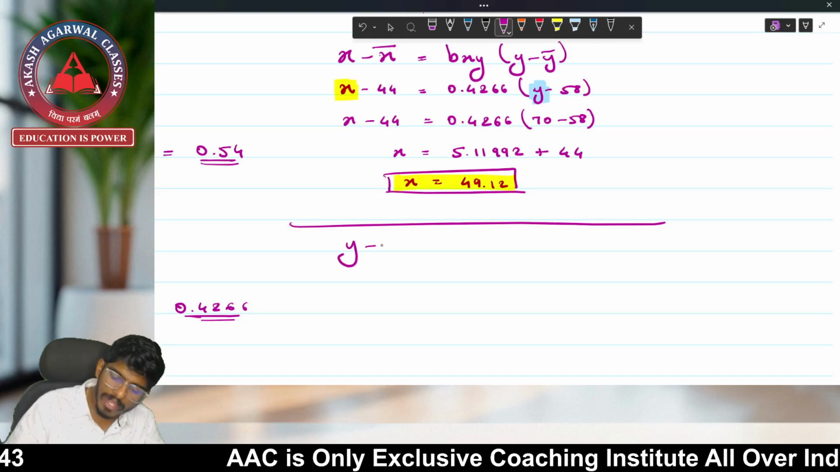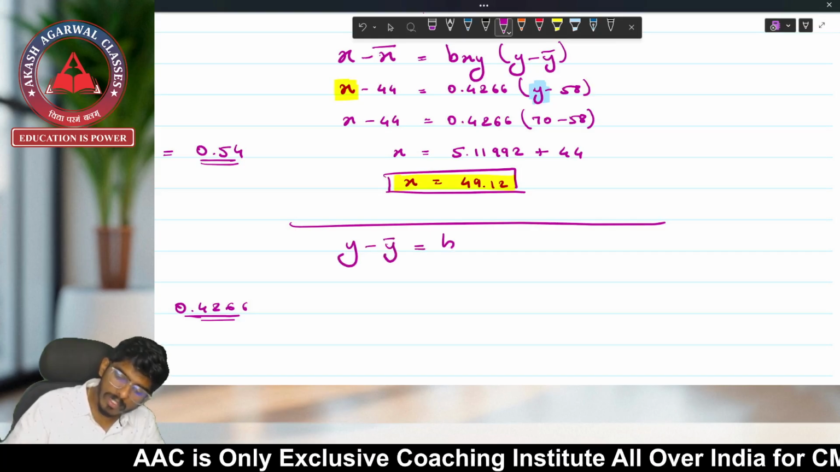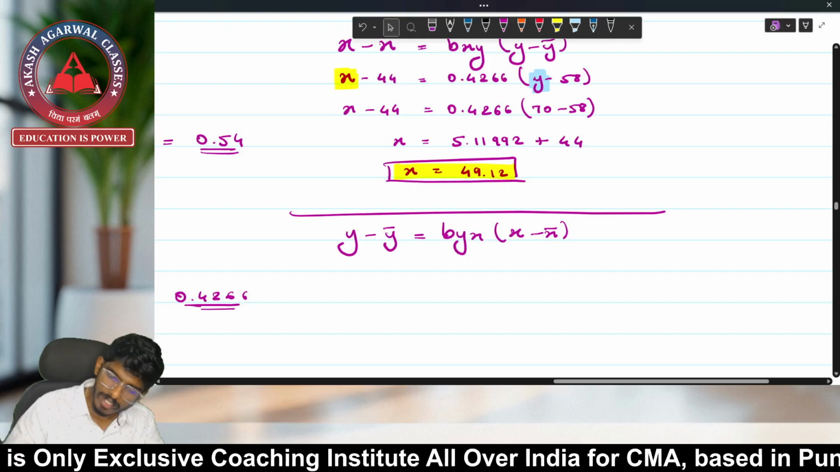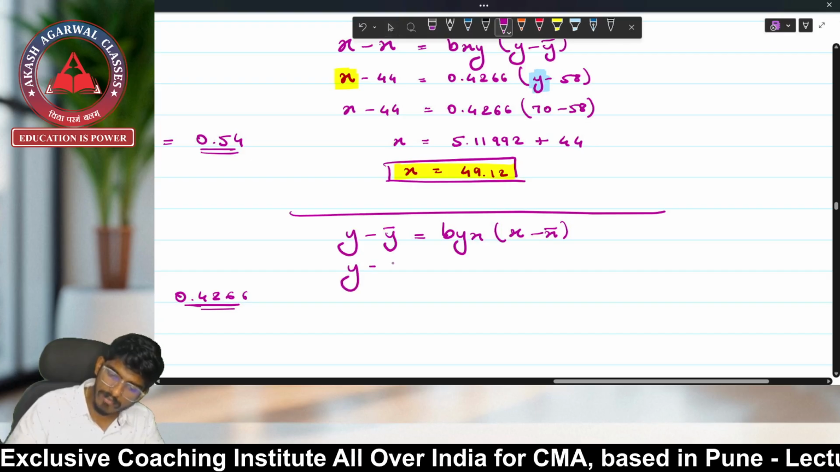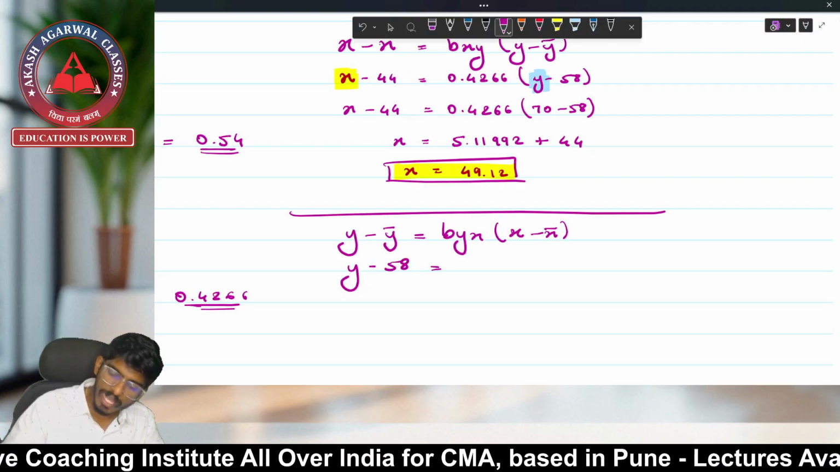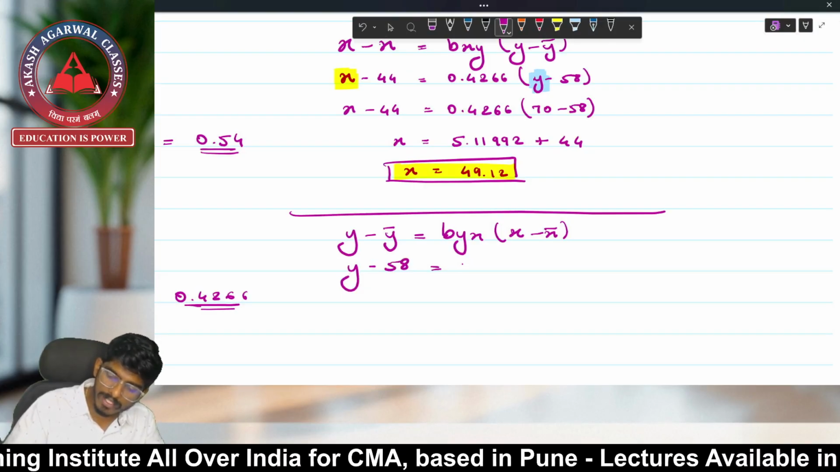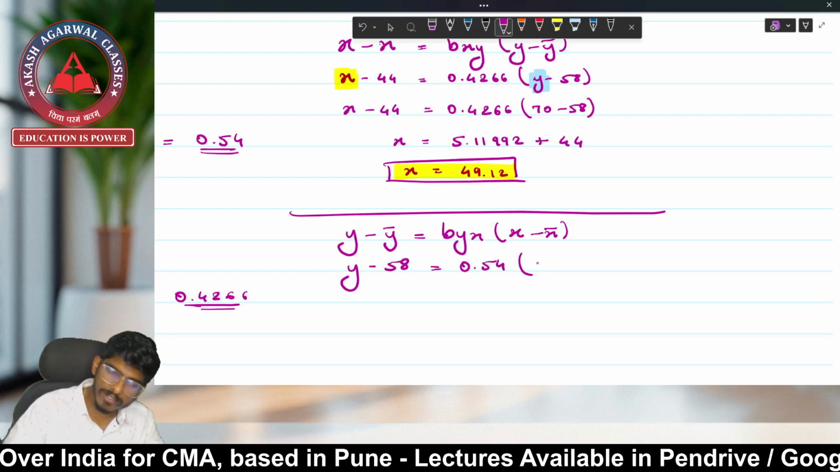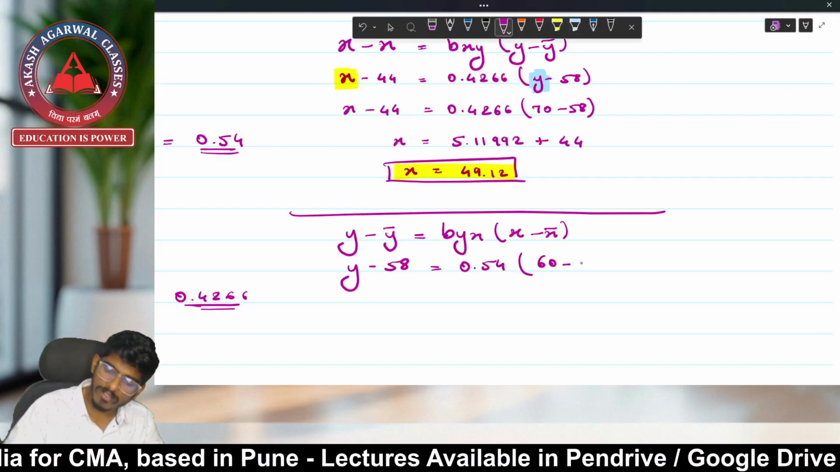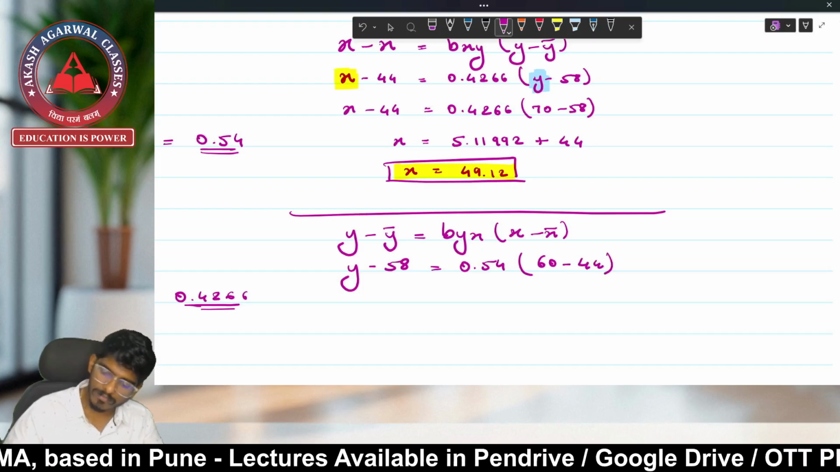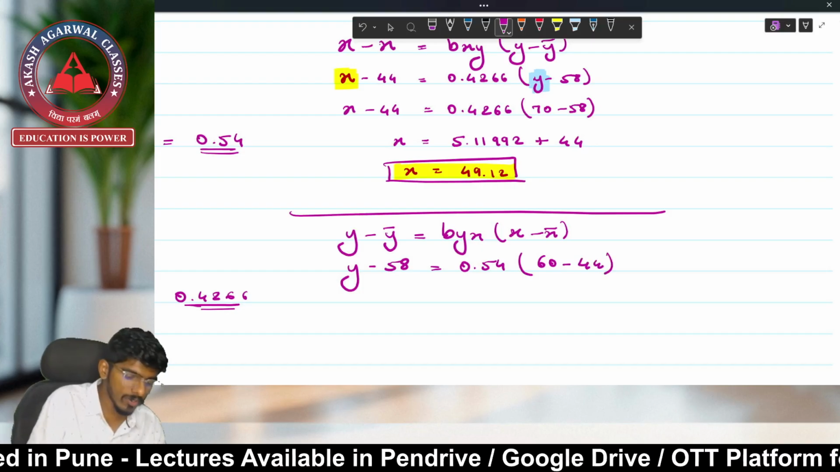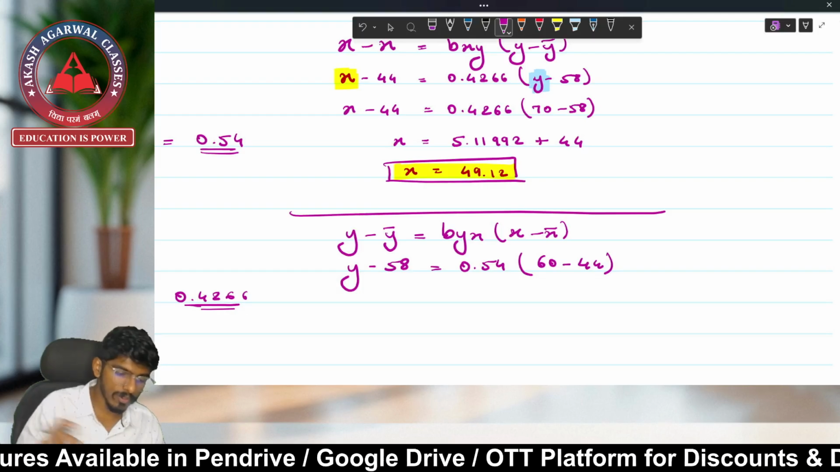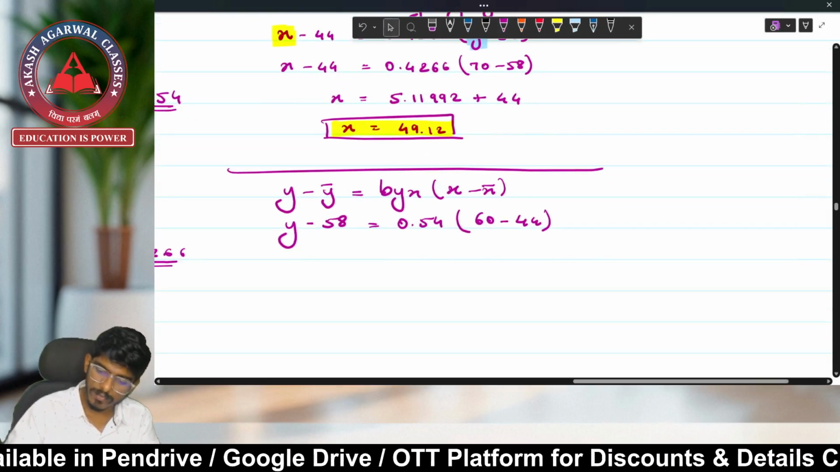And this is going to be Y minus Y bar equals byx into X minus X bar. I don't have Y, but I have Y bar, 58. I have the byx value, which is 0.54. I have X's value, which they have given me, 60, minus X bar, which is 44. Now let's solve this. It's going to be 60 minus 44, into 0.54. It is going to be 8.64.